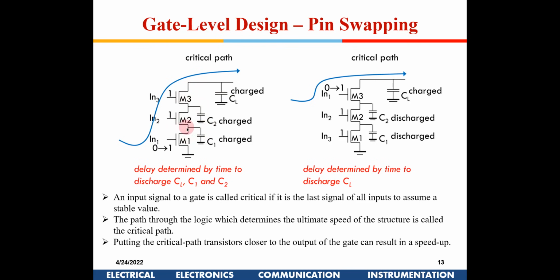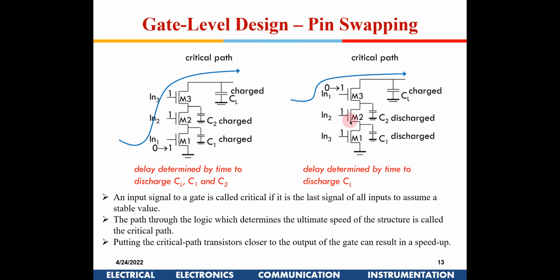So if you see here, the delay will be higher, because this capacitance needs to be discharged to 0 through all these 3 transistors, right? So the delay will be higher. So to optimize the delay, to reduce the delay, what I can do is swap the inputs. Okay, so this input I have taken to the top.